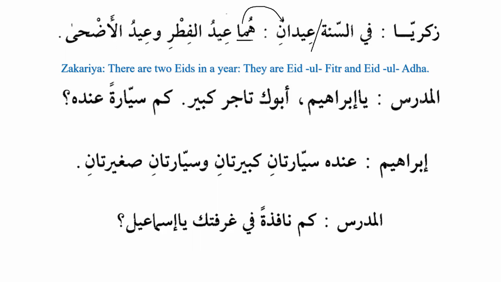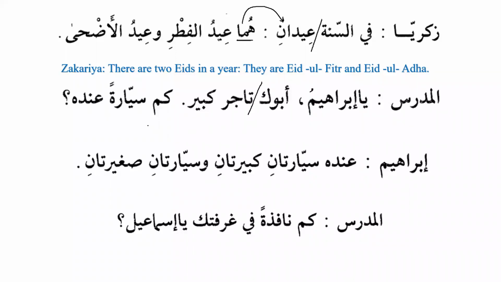Al-Mudarrisu, the teacher: Ya Ibrahimu, abuka tajirun kabirun. Abuka is mudaf mudaf ilayh, and tajirun kabirun is masuf wa sifa. Similarly, abuka will be subject and tajirun kabirun will be the predicate. So, ya Ibrahimu, abuka tajirun kabirun. O Ibrahim, your father is a big merchant.